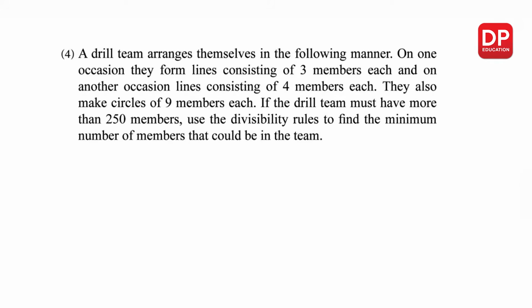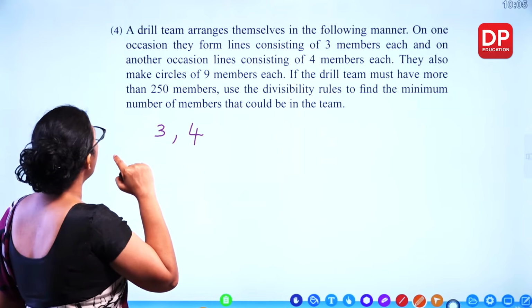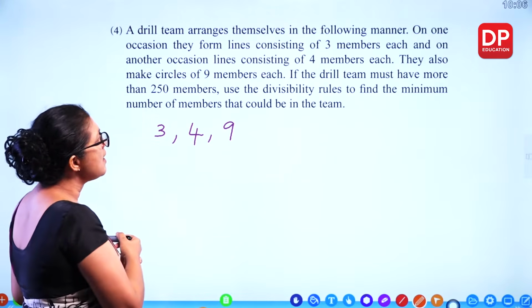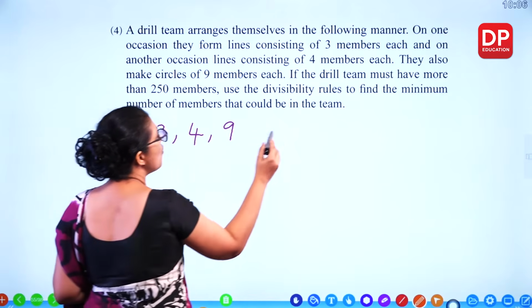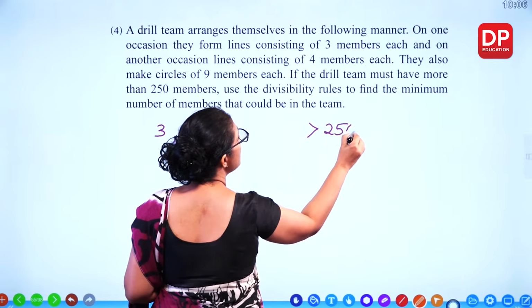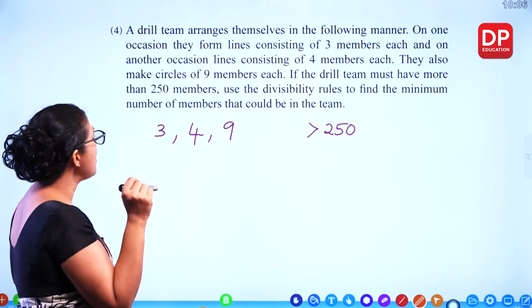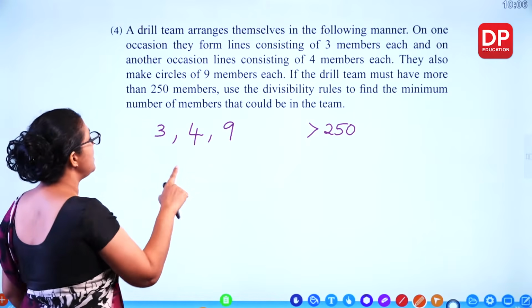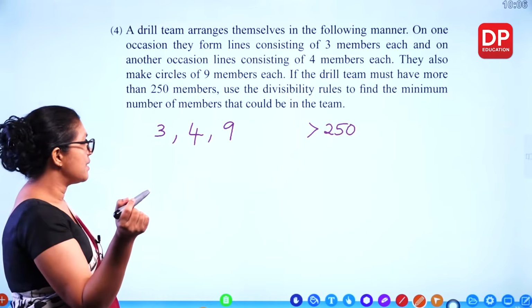Question number 4. A drill team arranges themselves in the following manner. On one occasion, they form lines consisting of 3 members each, and on another occasion, lines consisting of 4 members. They also make circles of 9 members each. If the drill team must have more than 250 members, use the divisibility rule to find the minimum number of members that could be in the team. So that means the number should be divisible by 3, 4 and 9 without a remainder.